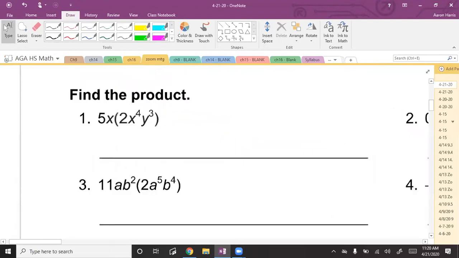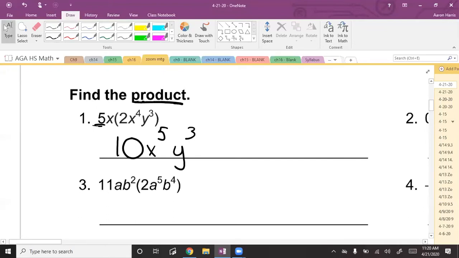Find the product. Product means what? You're multiplying. So 5 times what? So we're doing 5 times 2. What's 5 times 2? It's going to be 10. Good. What's x times x to the 4th? That's going to be x to the 5th power. Good. And there's nothing left, so what do I do with the y? You just bring it down.